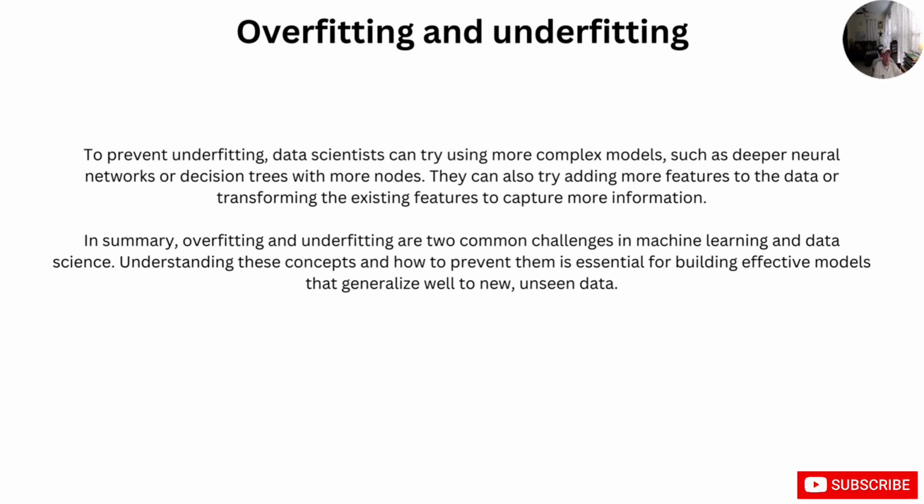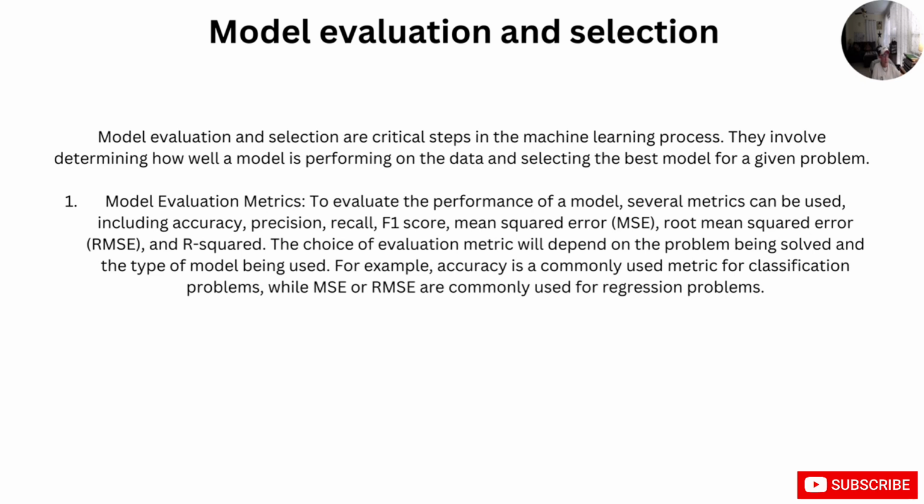To prevent underfitting, data scientists can try using more complex models such as deeper neural networks or decision trees with more nodes. They can also try adding more features to the data or transforming the existing features to capture more information. In summary, overfitting and underfitting are two common challenges in machine learning and data science. Understanding these concepts and how to prevent them is essential for building effective models that generalize well to new, unseen data.